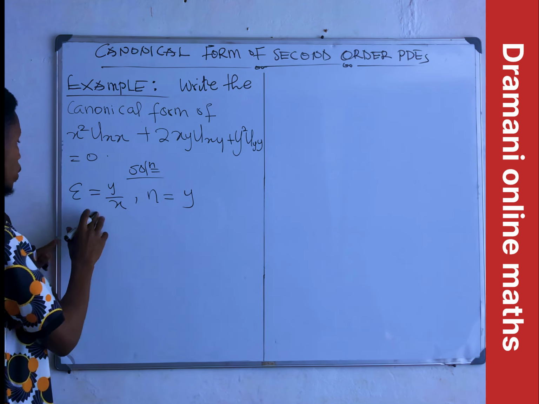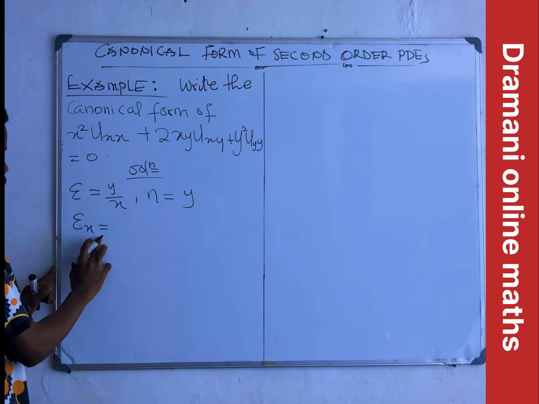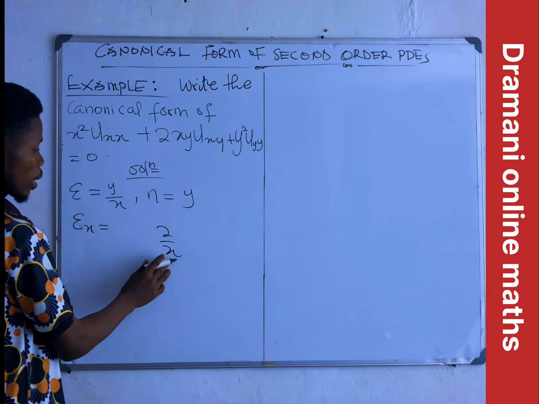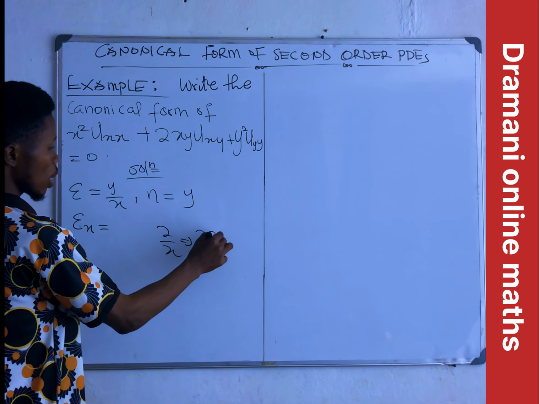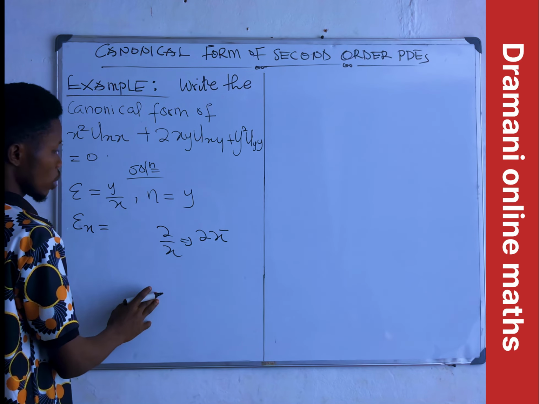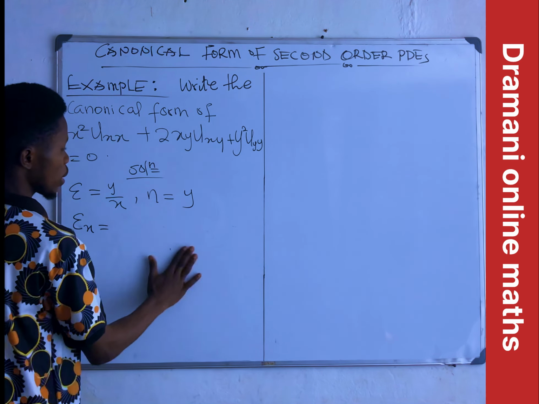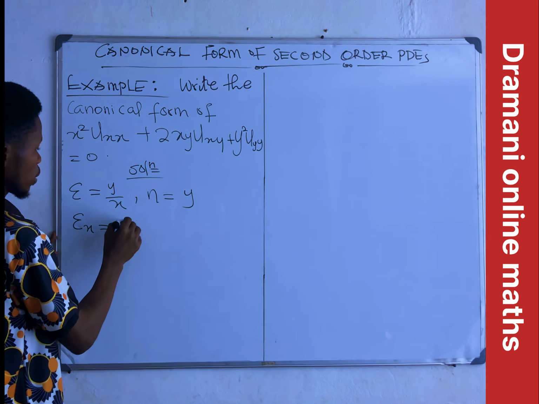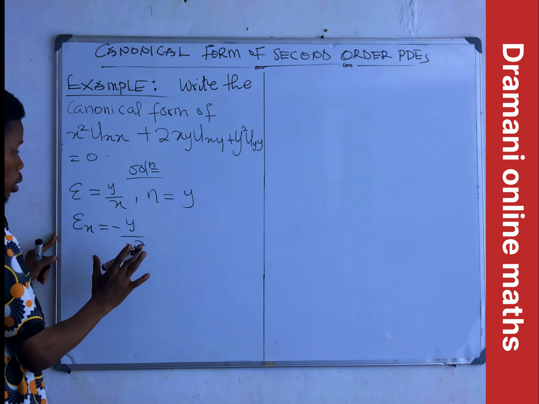Now the next thing is that you differentiate. So we are going to have xi. If I differentiate xi with respect to x, remember this y is constant. It's like when you have 2 over x and you are differentiating it: the x becomes 2x to the power negative 1, then you differentiate. The same thing happens here. So if I differentiate this, I'm going to have negative y over x squared, because this y is constant.